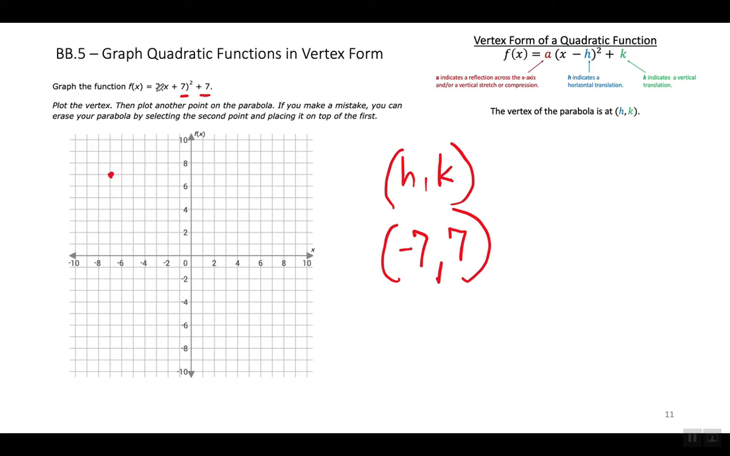Okay, now a is a positive number. It's positive 2. That's a. So that means that the parabola opens up. The parabola opens up if a is positive.